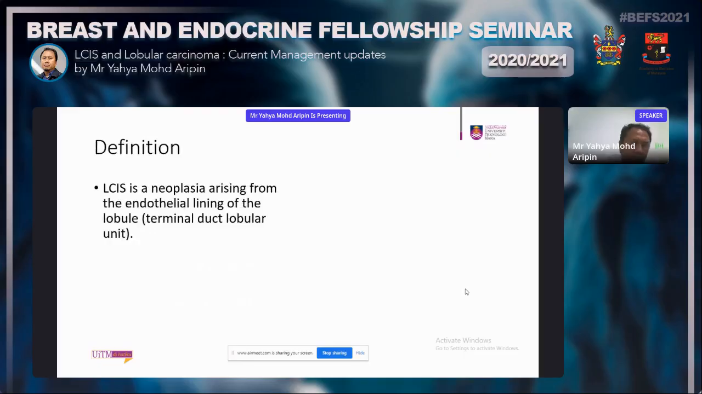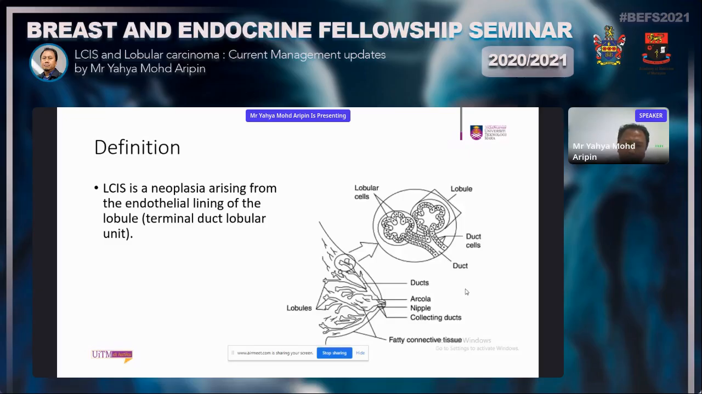Okay, what is lobular carcinoma in situ, LCIS? LCIS is a neoplasia arising from the epithelial lining of the lobule. To be specific, at the terminal duct lobular unit. So you have the breast here, right? This is the functional unit of the breast. We have a duct and a terminal duct which is connected to the lobule, and the lobule consists of many acini. So this LCIS arises from this area.